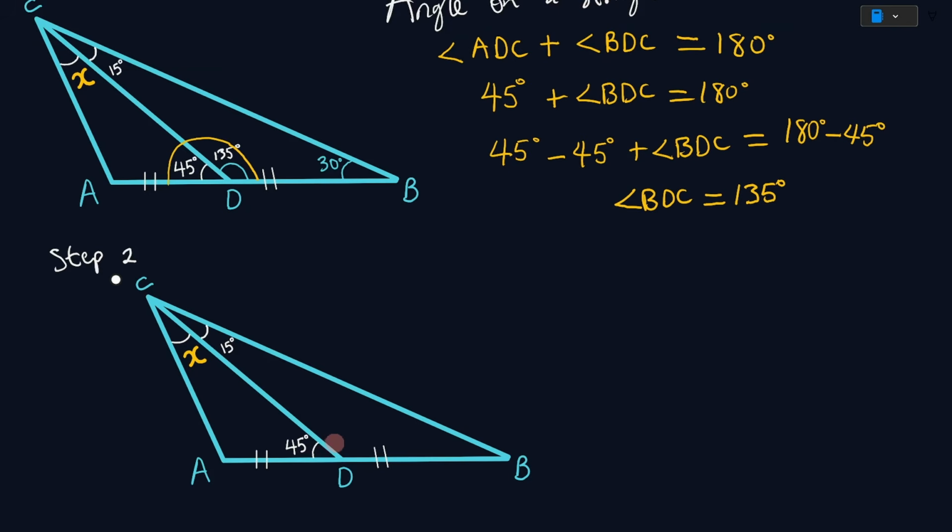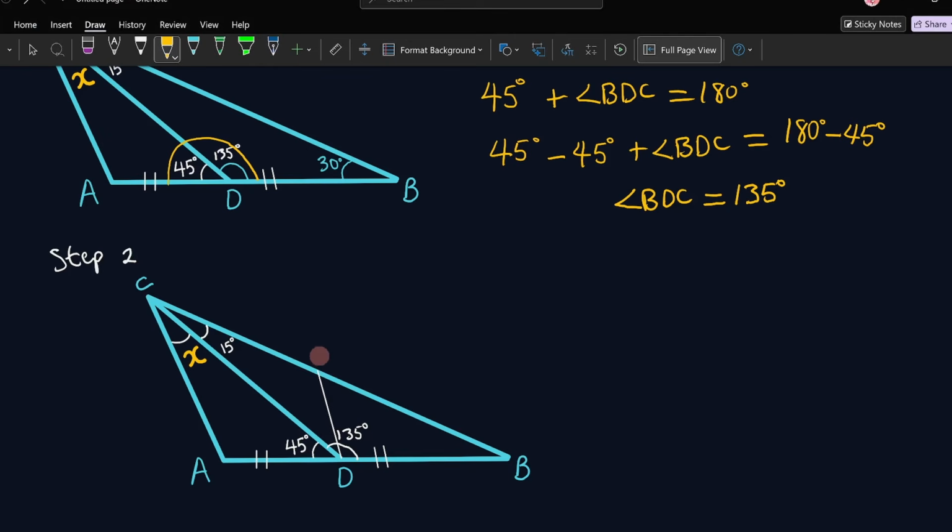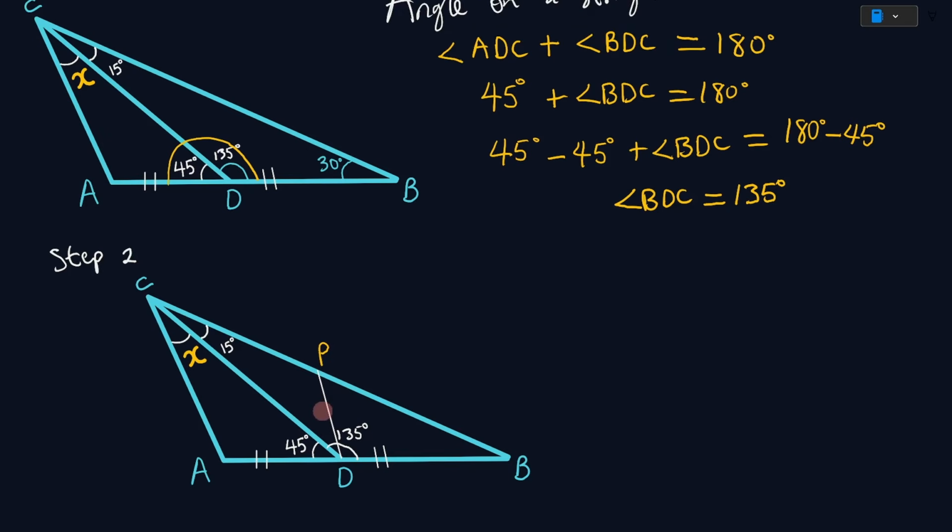The next step, we have seen that here is 135 degrees. Let's draw a line from D to a point B. Let's call this point P. This line is such that it is equal to the side segment DB. This very triangle BPD is an isosceles triangle. Our side here is still 30 degrees.